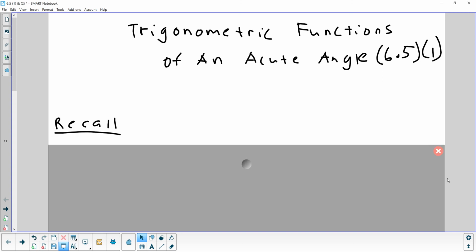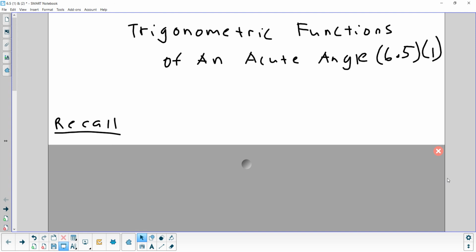All right, so what we're going to be looking at is what's called trig functions of acute angles. And it basically means we're going to be given a triangle, and we're going to have to find out how big the sides and how big the angles are. That's pretty much the goal. Now, we're always going to be working with a right triangle this week.